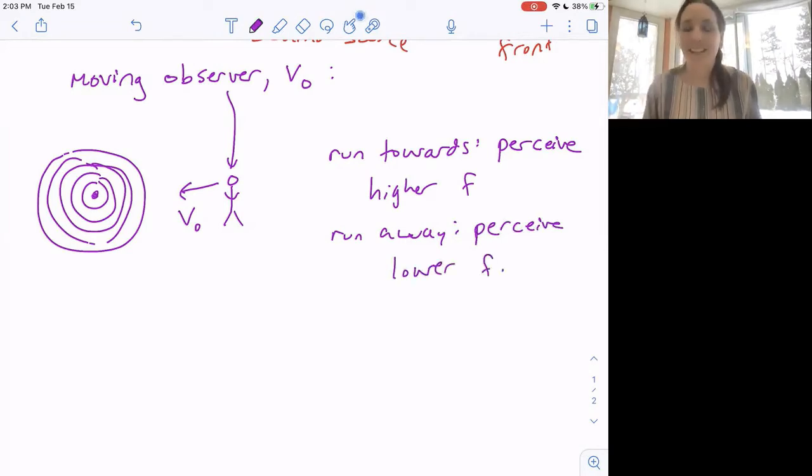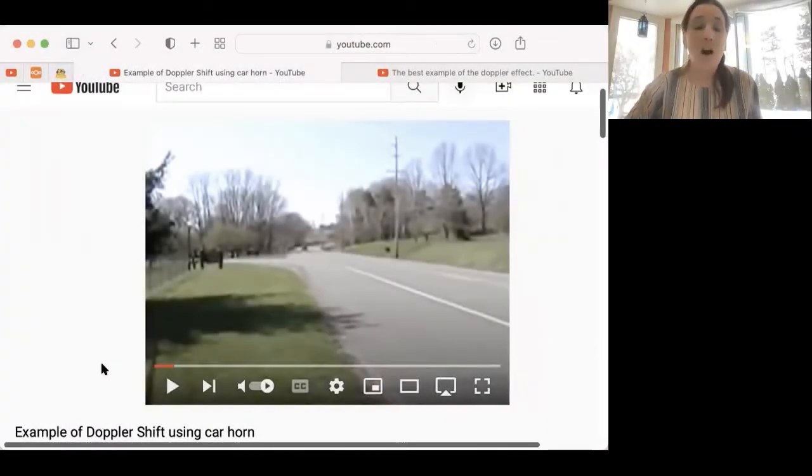But so these phenomena can be observed with sound in our everyday lives. So let's take some examples of that. These are audio examples, so you will want to have your volume up.